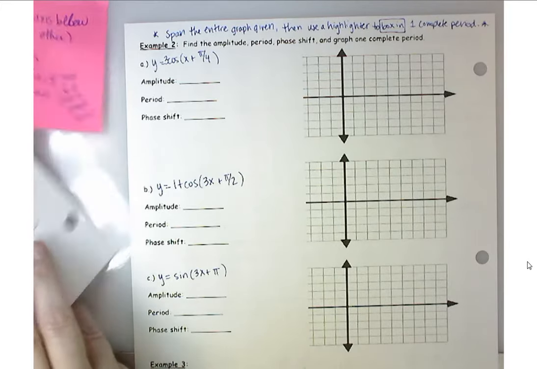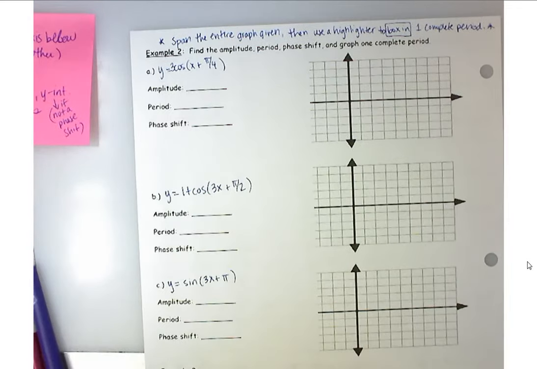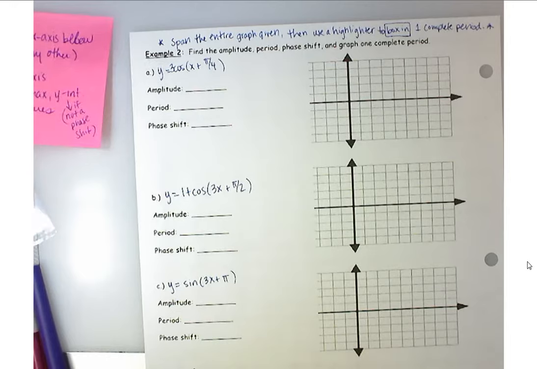Like we said on the front page, the amplitude is still going to be the same as yesterday. So how would you describe to somebody where the amplitude is? Yes, in front of the function. Okay, so for A, what's our function? Cosine. Okay, so the function is cosine. The number in front of cosine is 3, so our amplitude is 3. I want you to find the amplitude for the other two graphs as well.